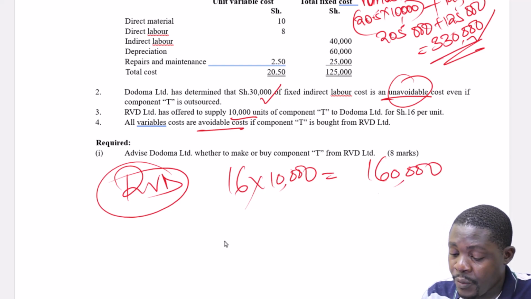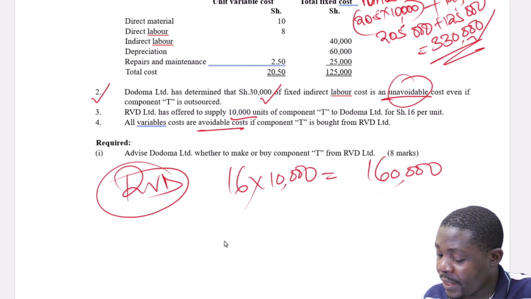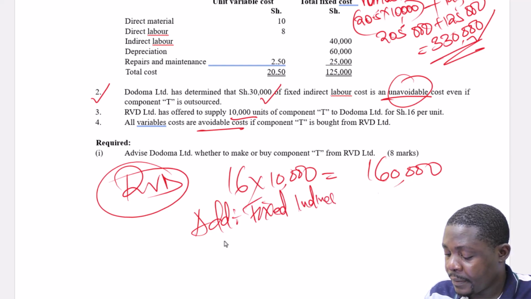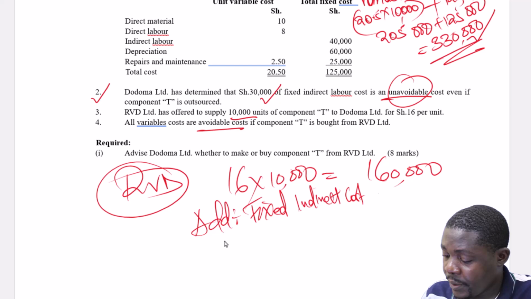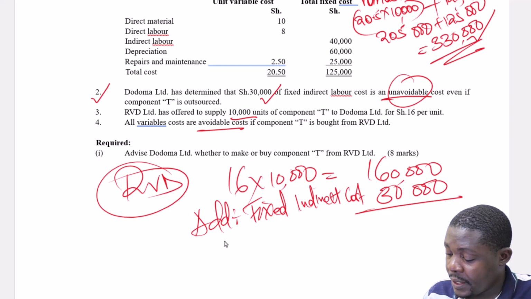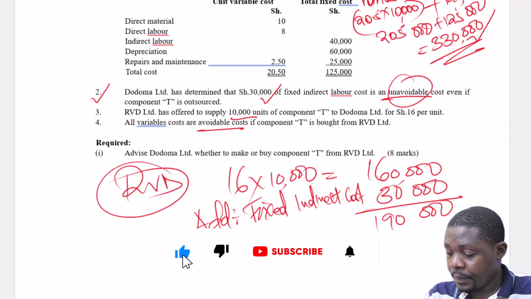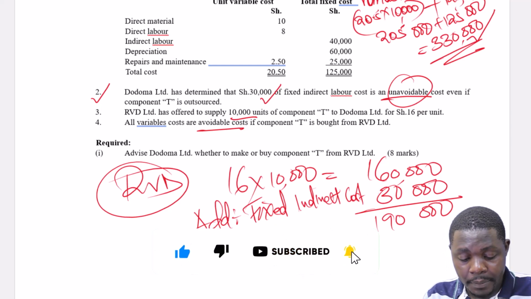we are going to get 160,000, and we are told that regardless of whether we are buying from outside or not, we have to incur the fixed indirect cost, which is 30,000. We add the fixed indirect cost, which is 30,000. This one becomes 190.